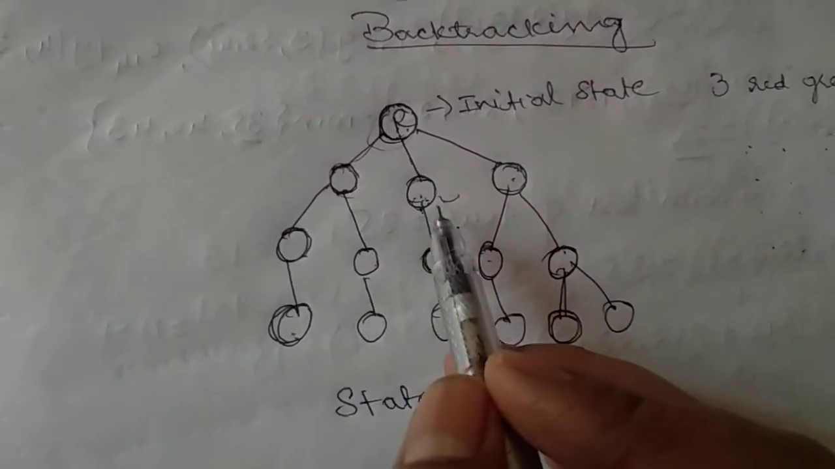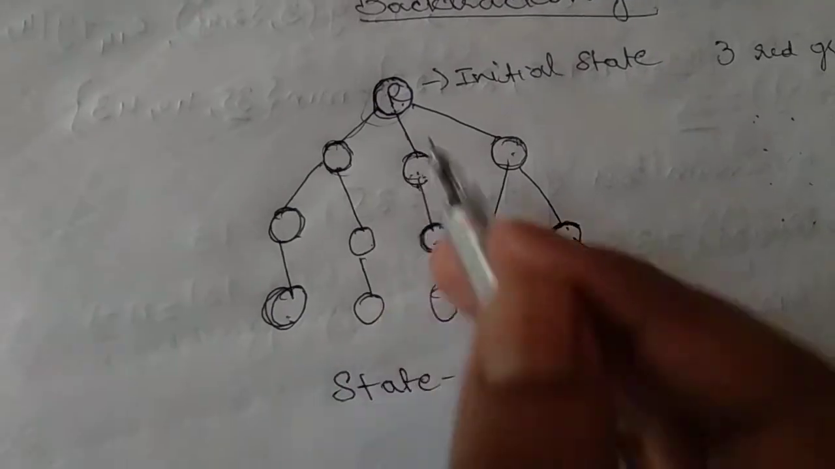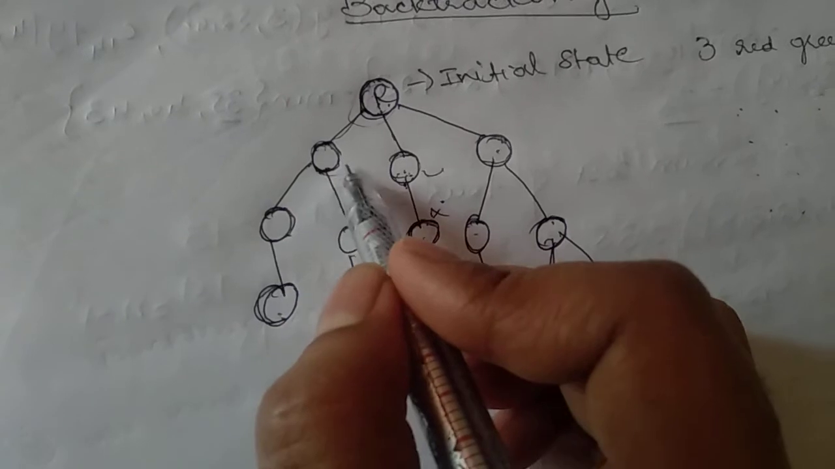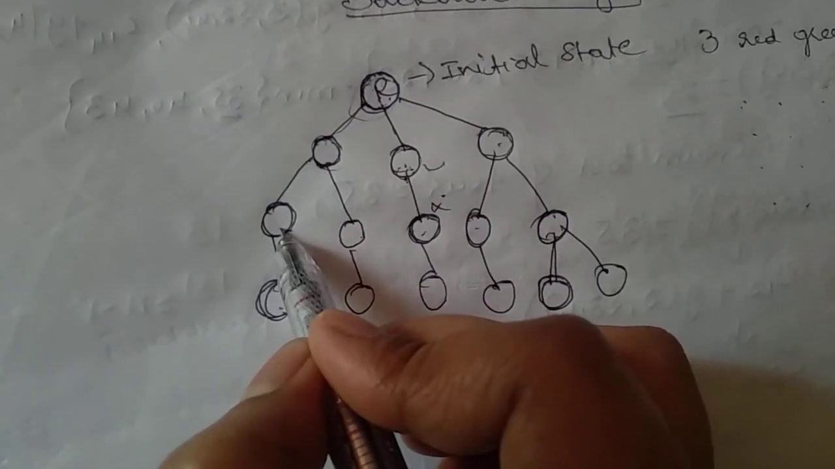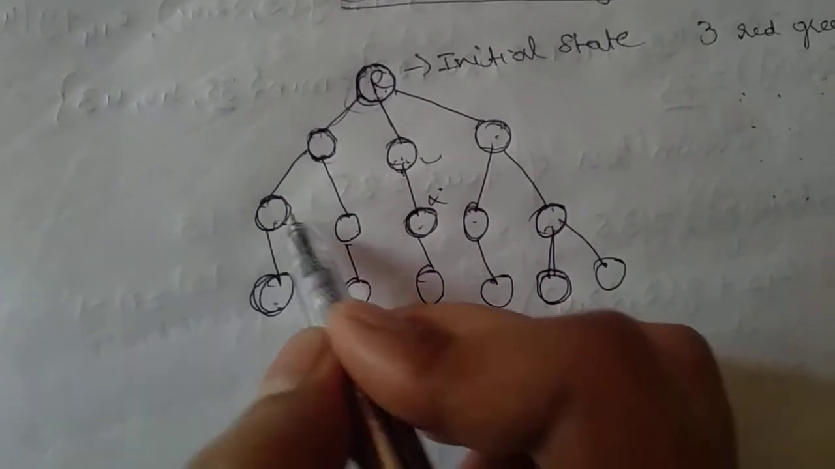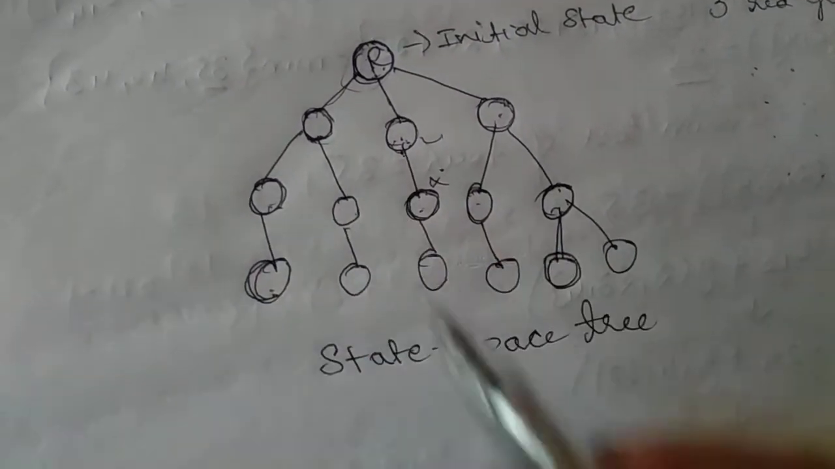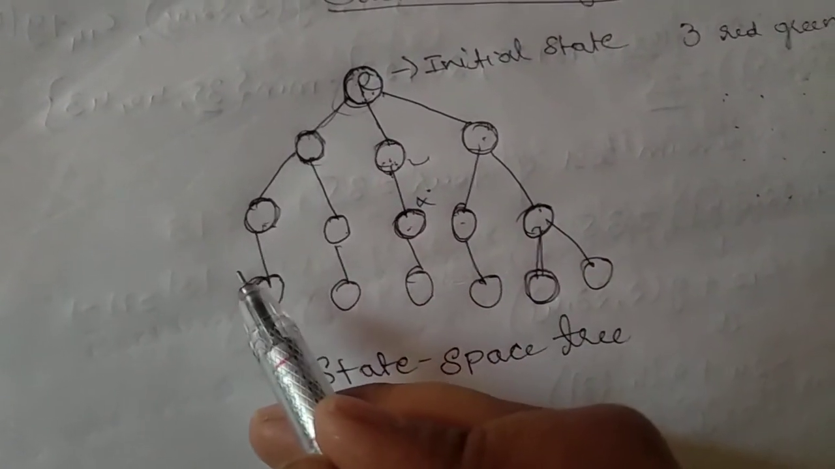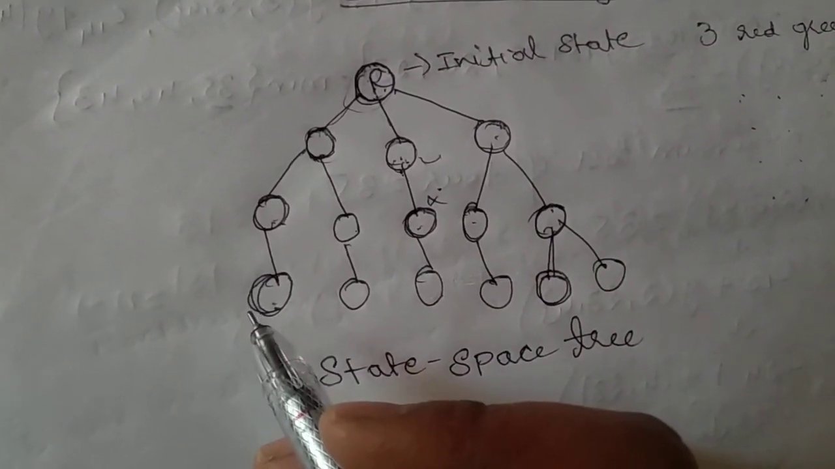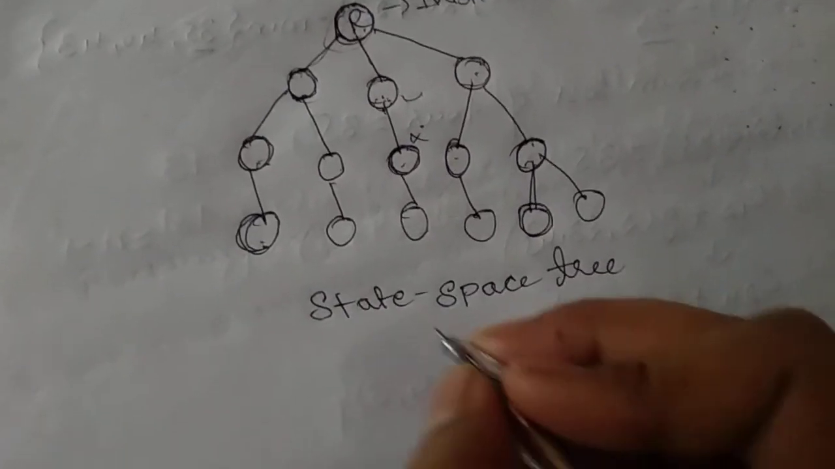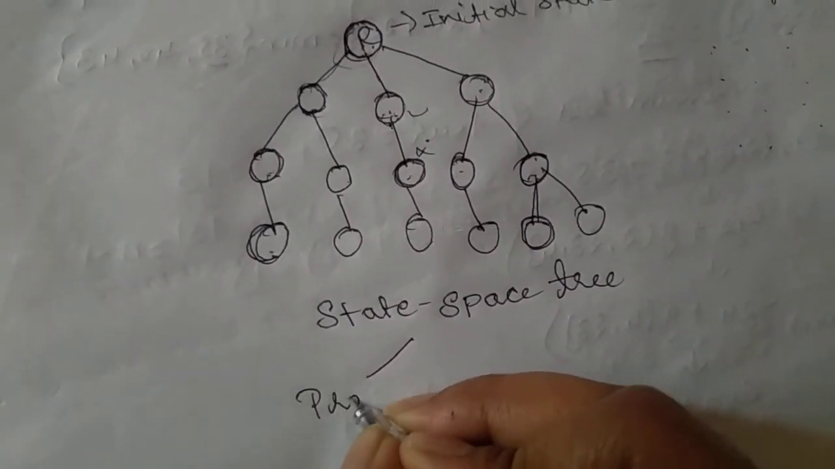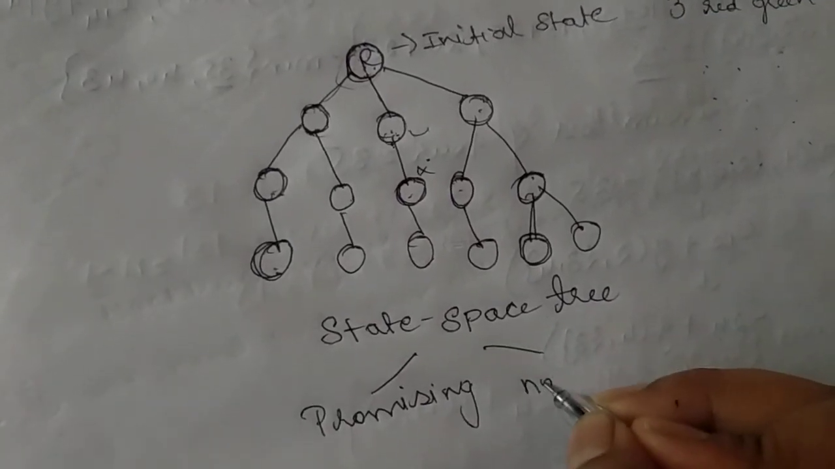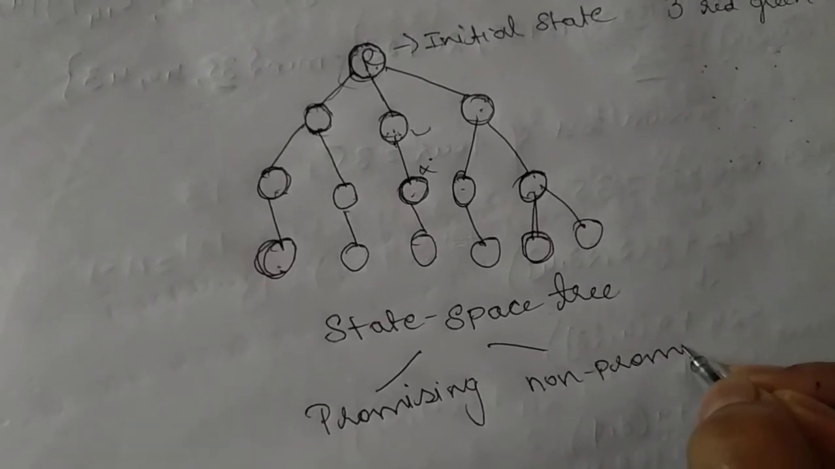Here you will divide the solution into different components, is it not? So this is the choice made for the first component of the solution. Then the second level represents the choice for the second component, then the third level for the third component, and so on. How many levels will there be? For as many components as we have to search over here. And there are two types of state space trees. What are those? One is promising and another one is non-promising.